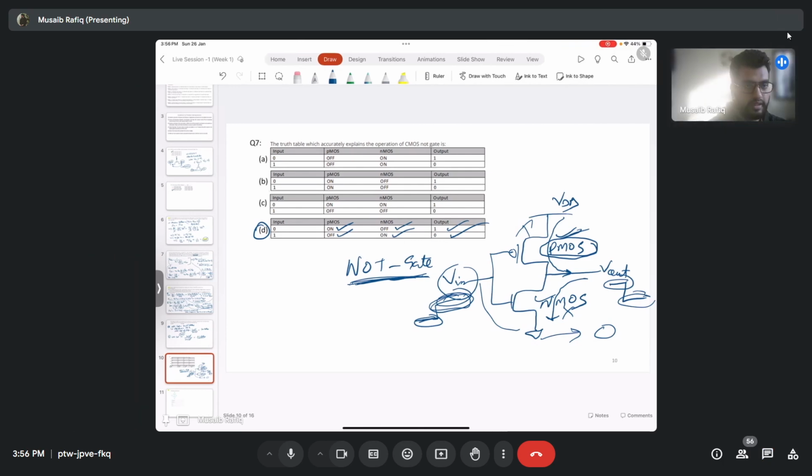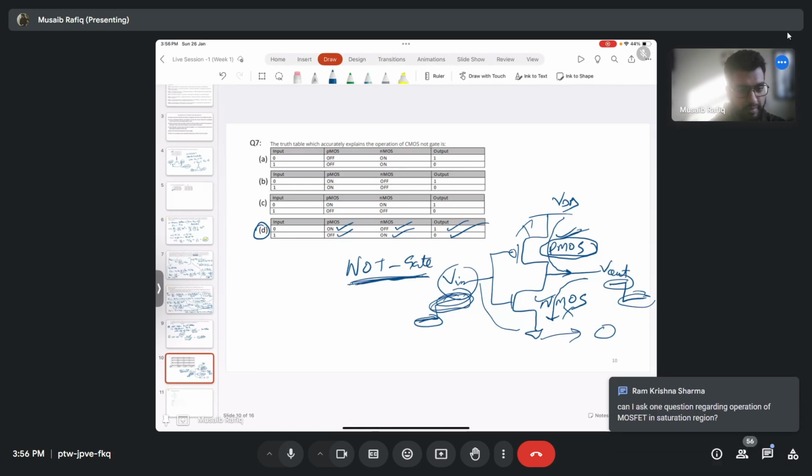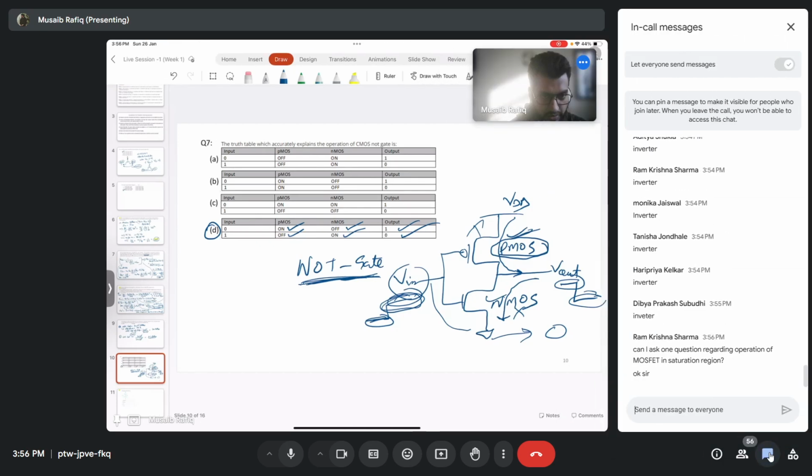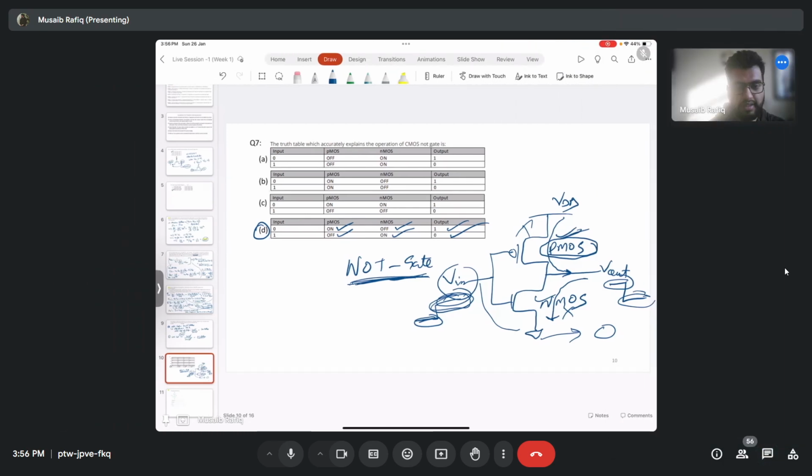We will see the inverter for at least the next 2 weeks in detail, where we'll see the sizing problems, the noise margin problems, and the propagation delay problems. This week I have just touched a portion of it, but maybe towards the end you can ask. Let's just try to finish this part, and then I can definitely come back to you. Just remind me at the end.